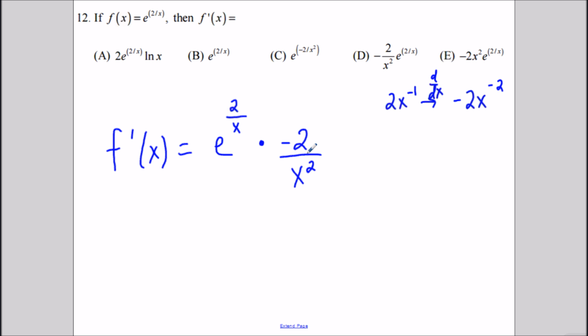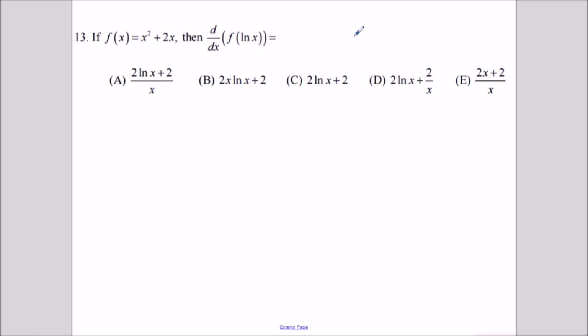So for this question here, we absolutely need to be comfortable doing the chain rule. If we simplify this, f prime of x equals negative 2 over x squared times e to the 2 over x. So the answer to this question is choice D.